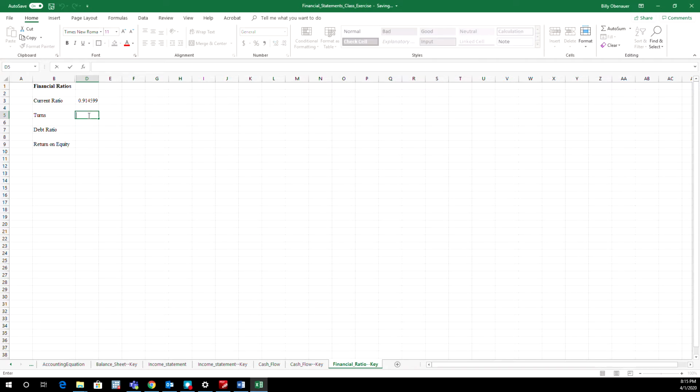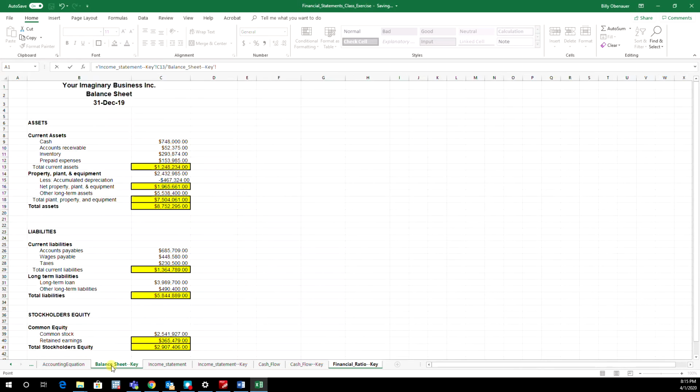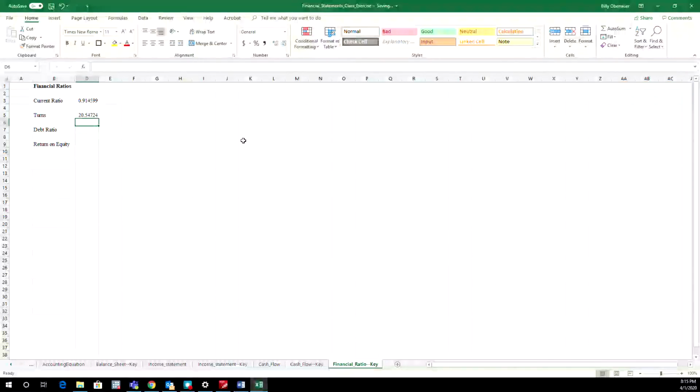Next, we're going to take a look at our turns. Turns essentially tell us how often we turn over our inventory. This one requires us to go into our income statement first, and then into our balance sheet. We go into our income statement because as we calculate our turns, we're taking our average cost of goods sold. Now we're going to divide this by our average inventory, which we can get from our balance sheet. Average inventory is $293,000, and our average cost of goods sold was about $6 million. So we're going to get turns that are just over 20.